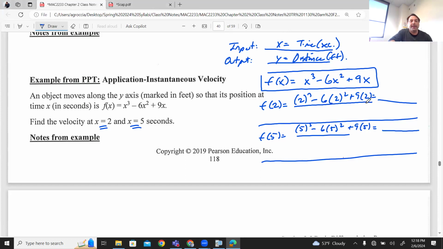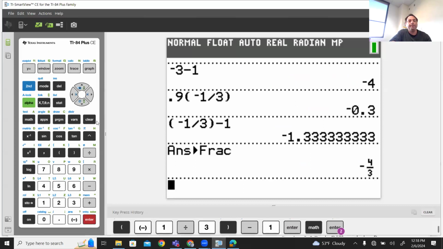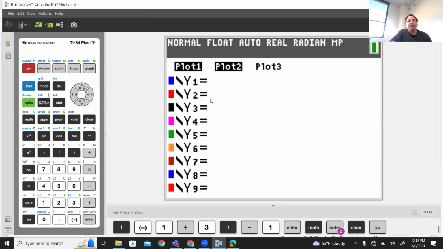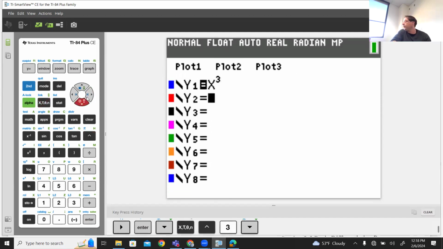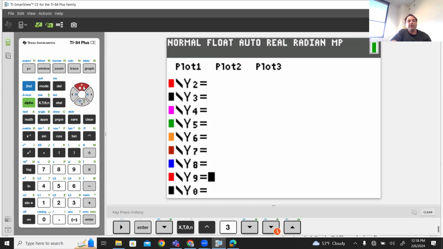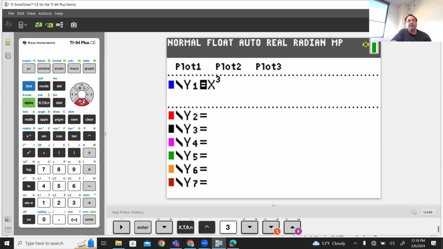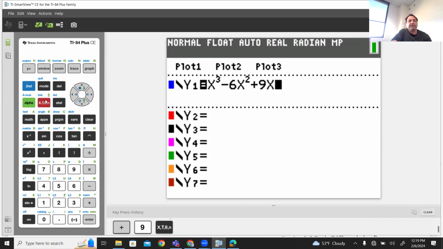So I'm going to go to my calculator, go to y equals. I'm going to double check that there's nothing in y1, nothing in y2. Notice I have these two plots that are highlighted. I'm going to go up to it, hit enter, up to it, hit enter. And then in y1, I'm going to put the equation x raised to the third minus 6x squared plus 9x.